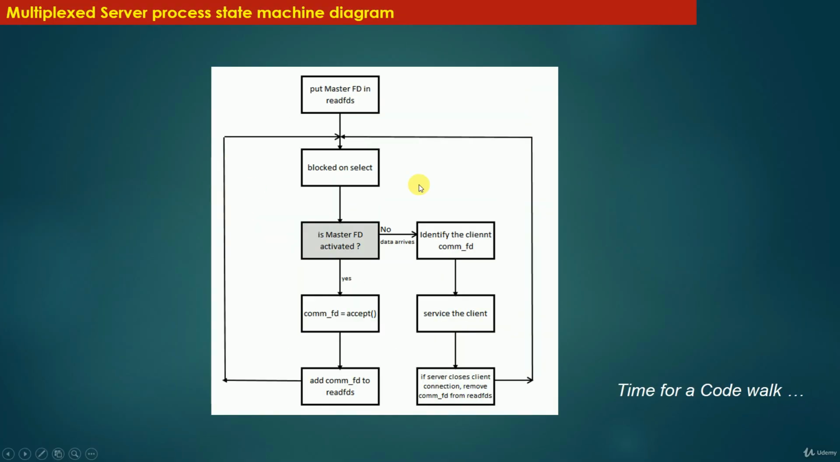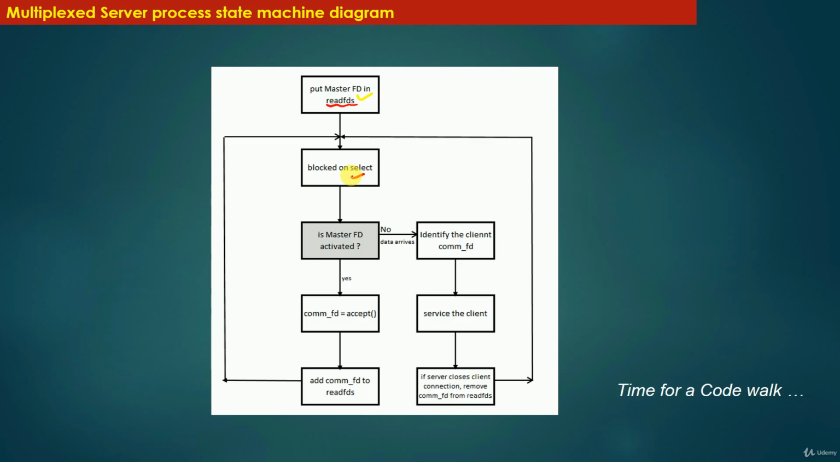So you can see in this diagram that when the server booted up, it created a master socket file descriptor and placed this master socket file descriptor in FD set data structure. Here the FD set data structure is denoted by the readFDS variable. So readFDS is nothing but the FD set data structure. And the server invoked the select system call.